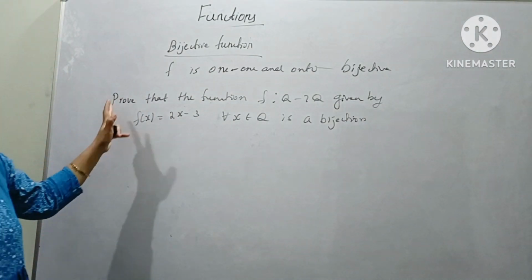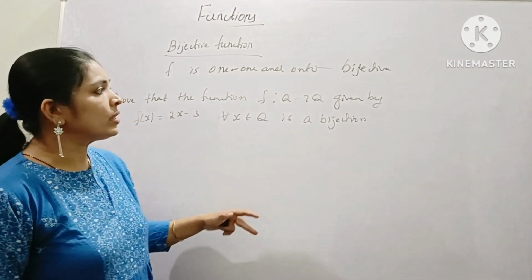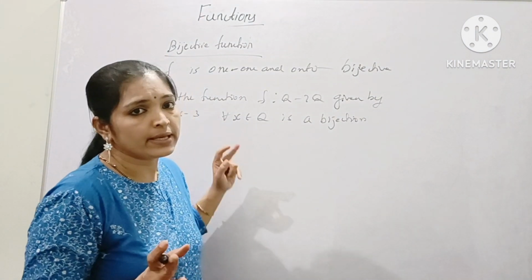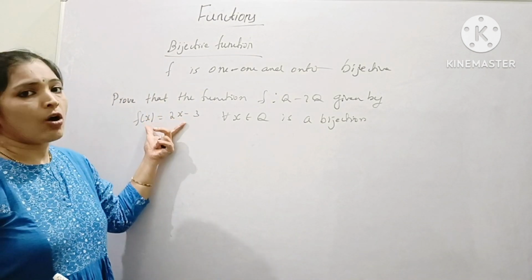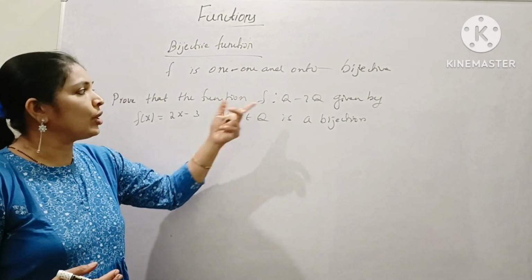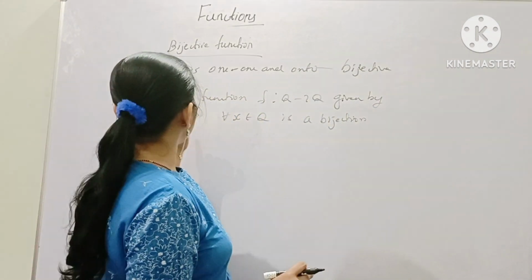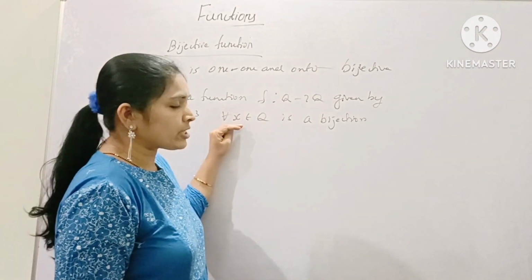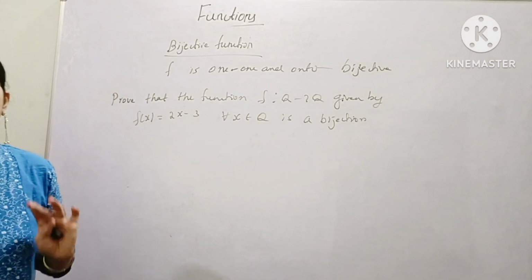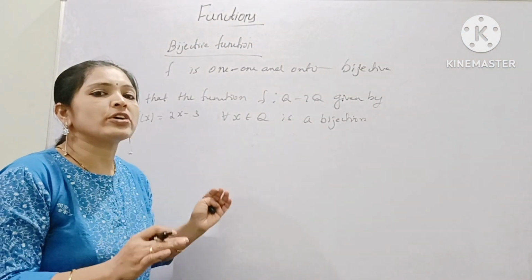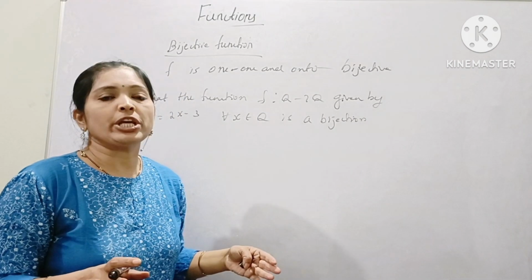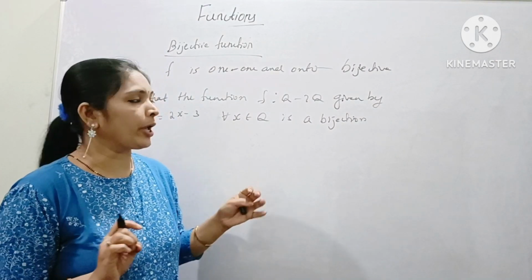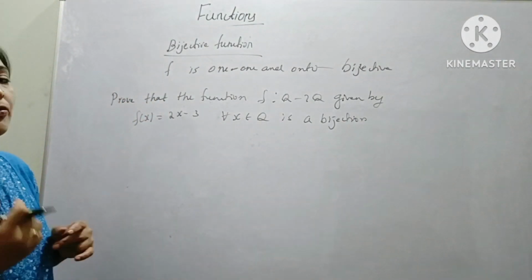That is, prove that the function f from Q to Q given by f of x is equal to 2x minus 3 for all x belongs to Q, that is, all x means these elements are in Q, that is in the domain, is a bijection. What we have to prove? The given function is a bijection. For bijection, we have to prove the given function is 1-1 and onto. So first let us prove 1-1.